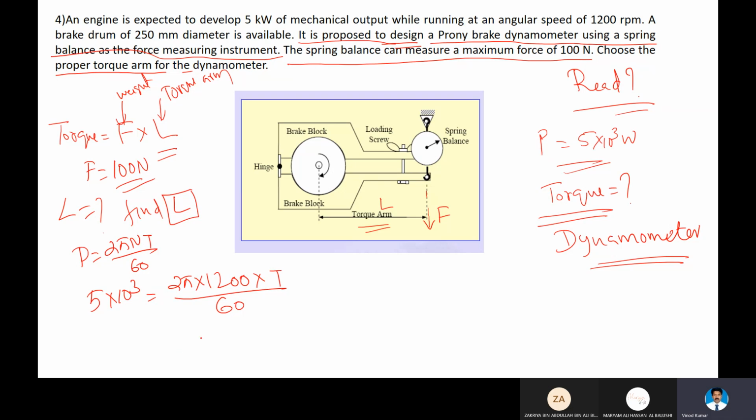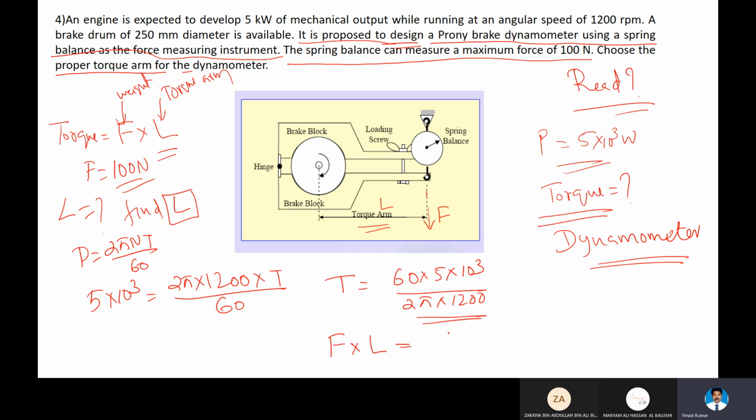Okay. So from here, what is T? T equal to 60 times 5 times 10 to the power 3 divided by 2 pi times 1200. So here we have torque F times L. Here we have torque using the power equation, another value. So both torques are equal.